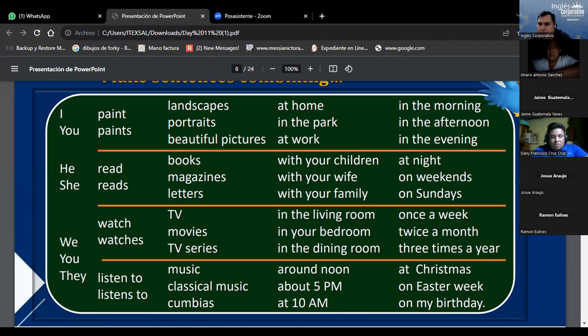Si se puede decir, you watch TV in the living room once a weekend. Once a week. Yeah, you can say like, yeah. You watch TV in the living room once a week.